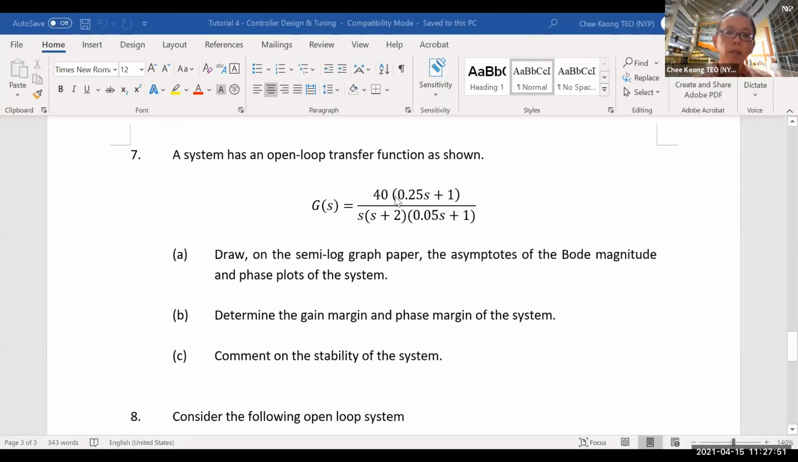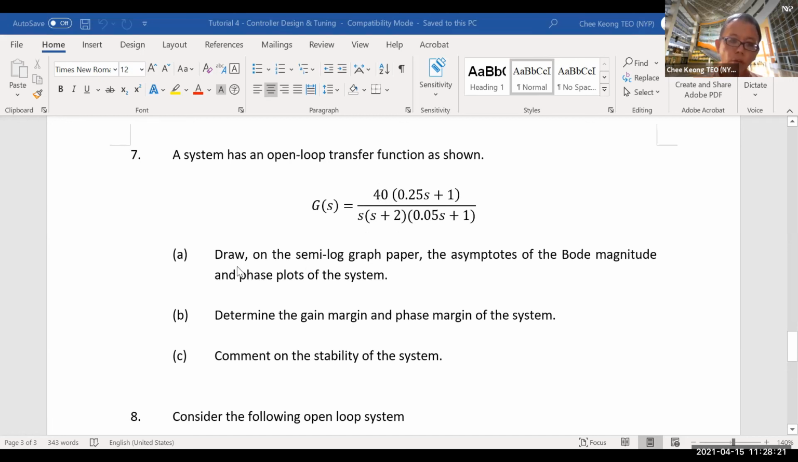If I were to share the question with you, basically question 7 has a transfer function of 40 times 0.25 s plus 1 divided by s plus 2, 0.5 s plus 1. So you have one zero and three poles, and you have a K that is not really 40 because it's not normalized yet. If you normalize and bring everything out, then that will be the actual K.